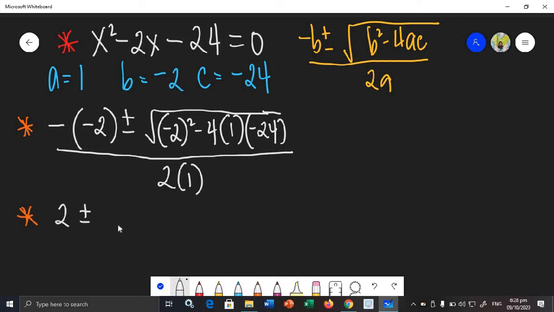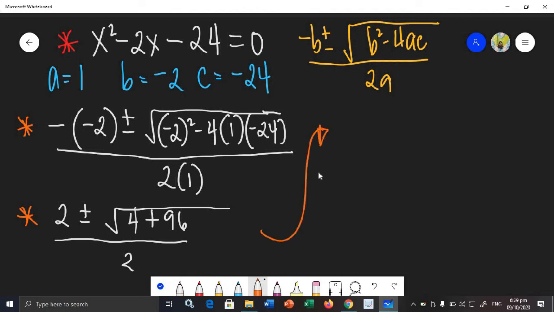Okay? Then the next solution, simplify natin. This will be 2 positive negative. Negative 2 squared, that is 4. Negative 4 times 1, negative 4. Negative 4 times negative 24, the answer is positive 96. Bakit po naging positive 96 yan? So here, negative 4 times 1, the answer is negative 4. Negative 4 times negative 24. That will become positive, okay? Positive 96 all over 2 times 1, the answer is 2. So I'm going to continue the solution here.